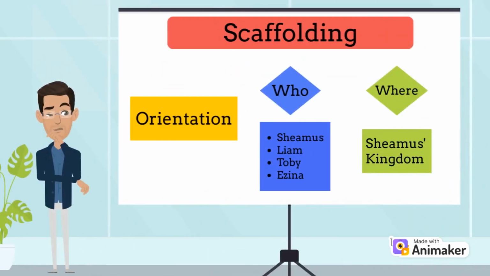Starting with the scaffolding, we can talk about the orientation. We can answer the who question with Shamus the Ruthless King, his son, Leon, one of the physicians named Toby, the Queen Edsina, and the question of where is the Shamus kingdom.